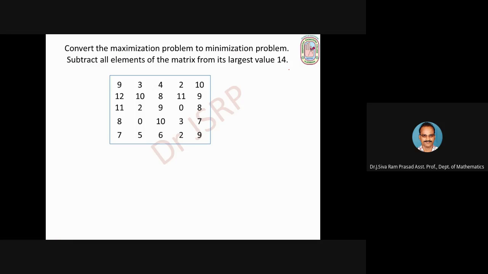So first step, what is the first step? We find row minimas. First row minima 2. Second row minima 8. Third row minima 0. Fourth row minima 0. Fifth row minima 2. So here are the row minima values. In the first step we find possible assignments for rows. For that we identify the row minima and subtract it from the entries of that row.